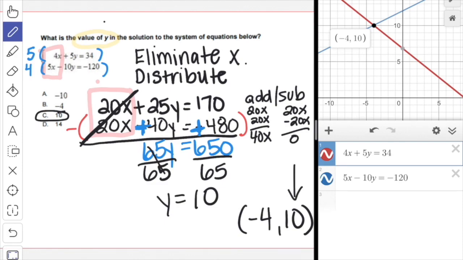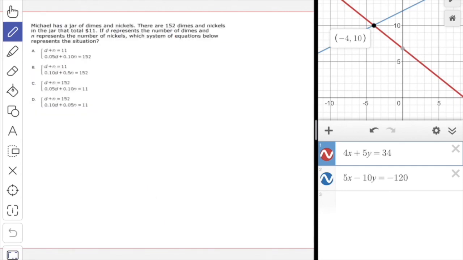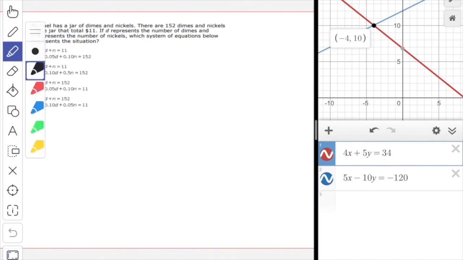All right, so we're actually going to go to our next example, which is the beginning of a word problem. And it's telling me that Michael has a jar of dimes and nickels. There are 152 dimes and nickels in the jar, so basically 152 coins, and a total of $11. If D represents the number of dimes and N represents the number of nickels, then which is the system? So they've already actually told us what our values represent. So they told us that D represents dimes and N represents nickels.